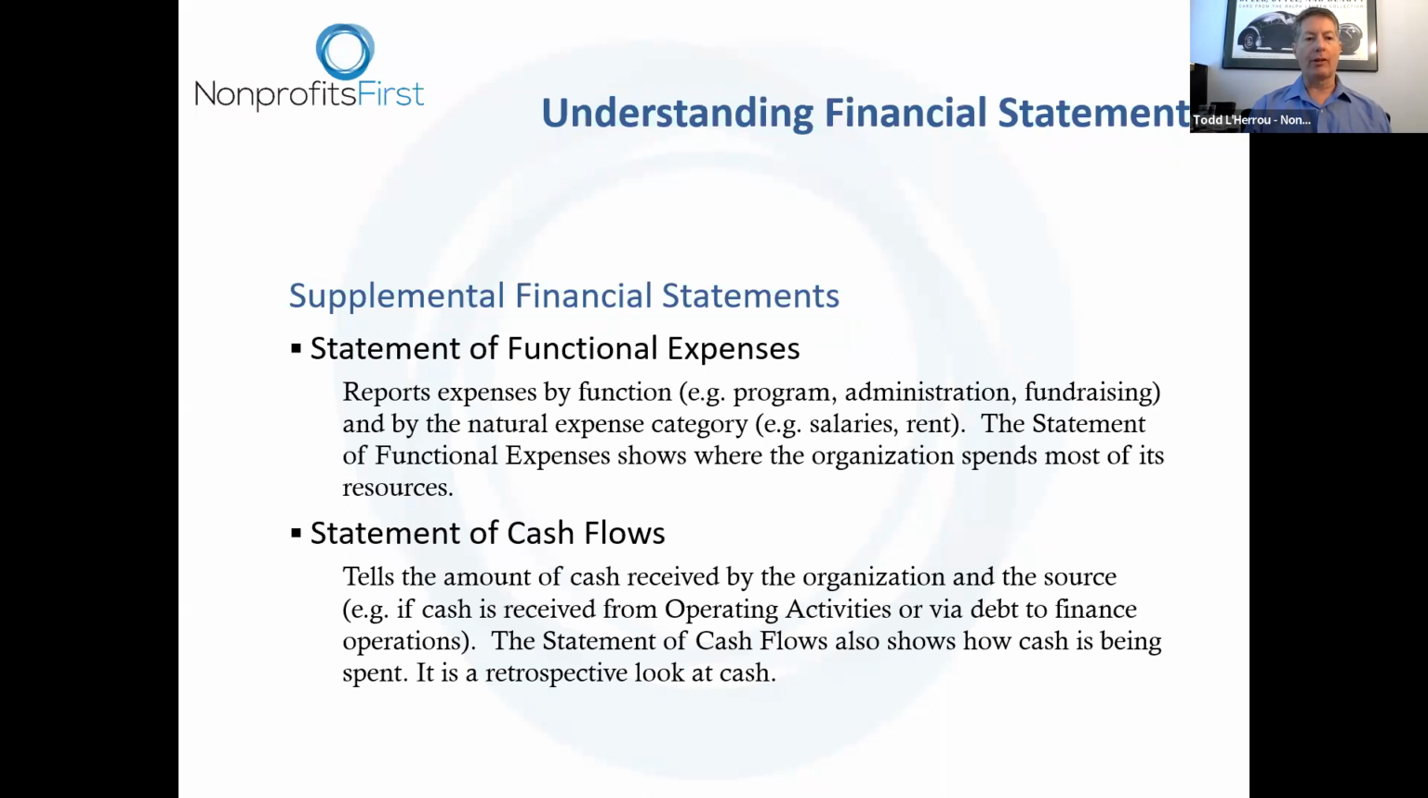Another type of supplemental financial statement is the statement of cash flows. This is a retrospective look at the cash activity of the organization. So it's looking at the cash received by the organization, the source, and where it went to. But it's all looking in the past. Where did that money go? We'll talk a little more about that as we go through, but I'm not going to spend a lot of time on the statement of cash flows because, as I said, it's retrospective. Most organizations don't find that particularly helpful.